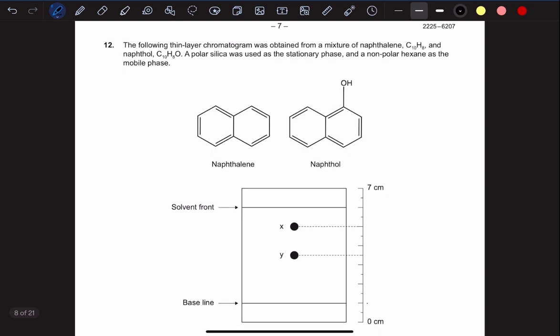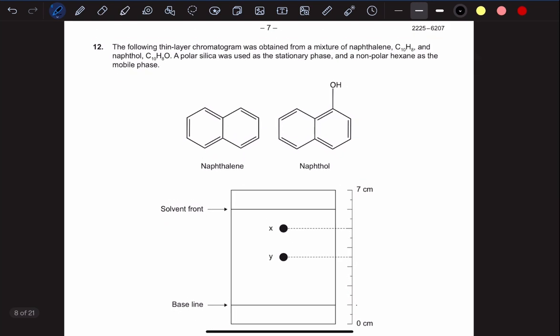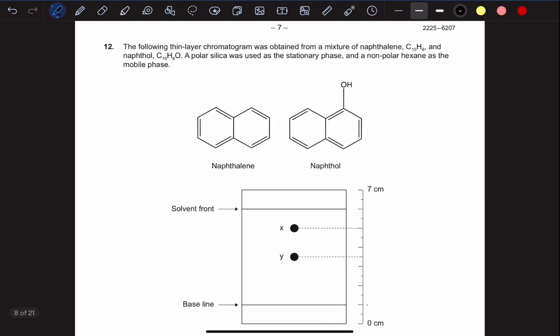This is quite a difficult question. It requires good knowledge. So the first thing you need to account for is that we're using a non-polar hexane as the mobile phase and a polar silica as a stationary phase, right? So when we have a polar silica stationary phase and we have a non-polar mobile phase, that means the less polar compound is going to travel further, right? That's how TLC works, right? Because we have the non-polar mobile phase, the less polar is going to travel further because of this non-polar mobile phase and a polar stationary phase.